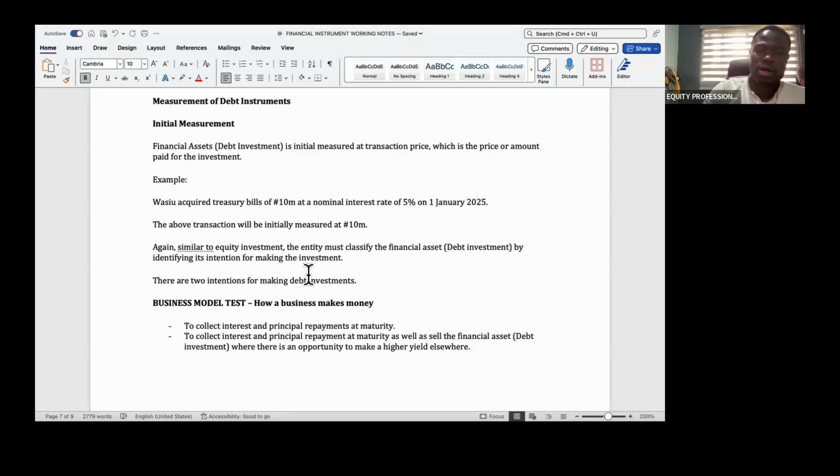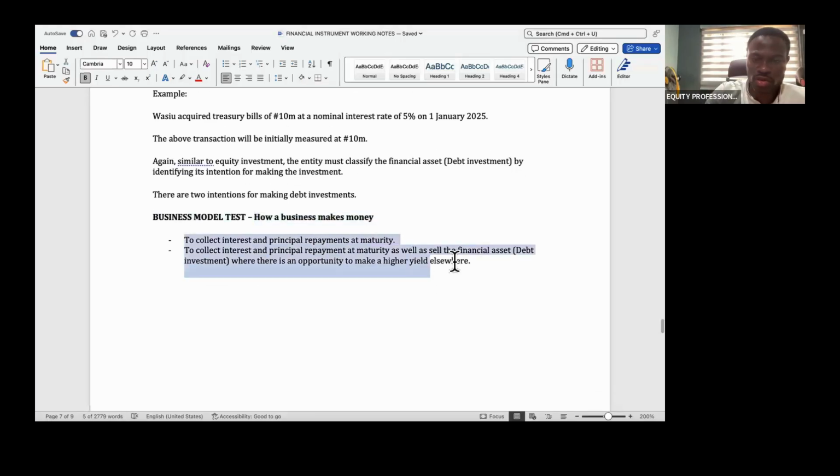So in talking about why you're making debt investments, that means we need to look at your business model. We need to test your business model. How do you intend to make money? So for debt investment, these are the two ways to make money: one, to collect interest and, of course, principal, and two, to collect interest and principal as well as sell. So these two comprise the business model.